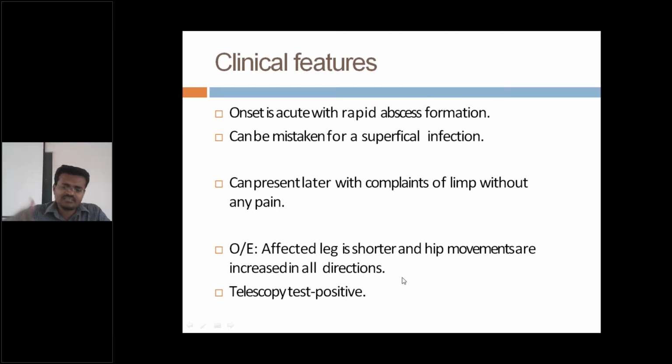There is something called the telescopy test. Okay, this is not needed exactly, but see, when you hold the leg and pull it, it will come easily because there is no head.